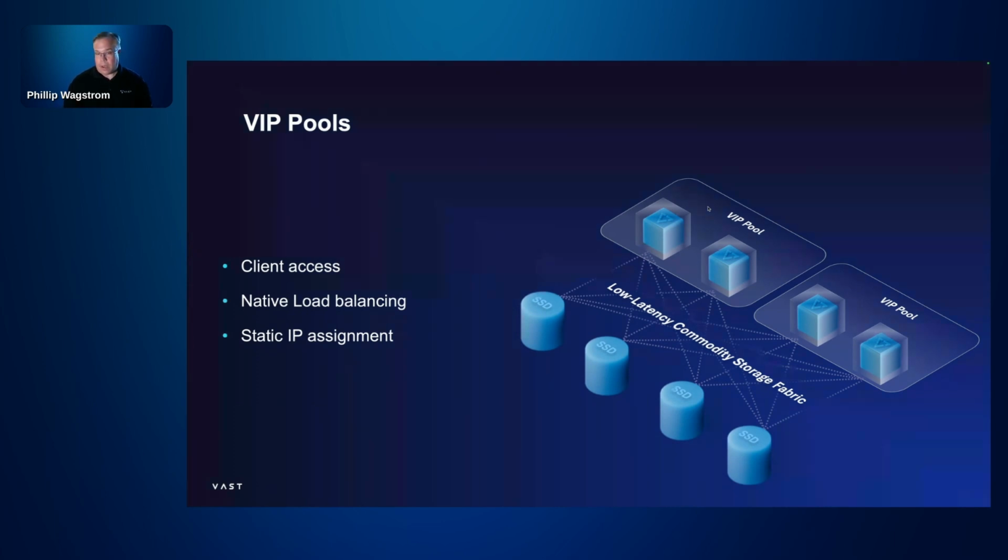VIP pools are going to be used for client access. We're going to do some load balancing across those. With the VIP pool, we're going to assign IP addresses across these C nodes, and we'll typically make use of DNS to do round robining across those. So every client that connects will get a different IP address, which will put it onto a different C node, which will spread the load out across C nodes.